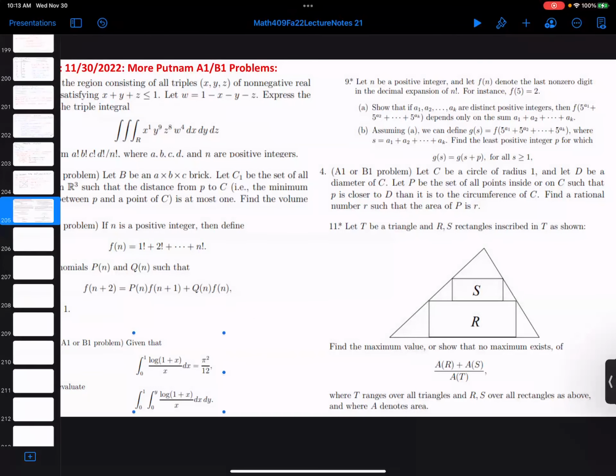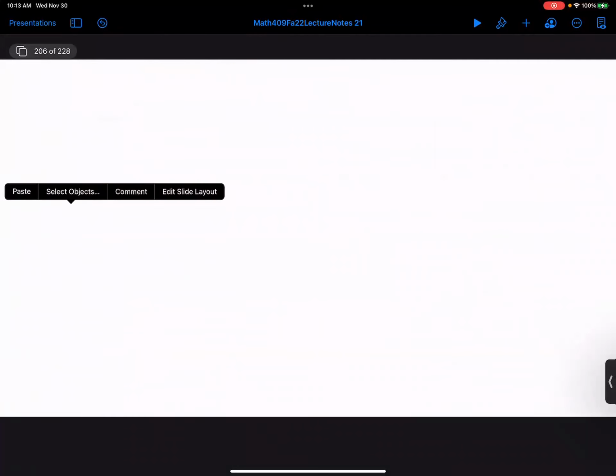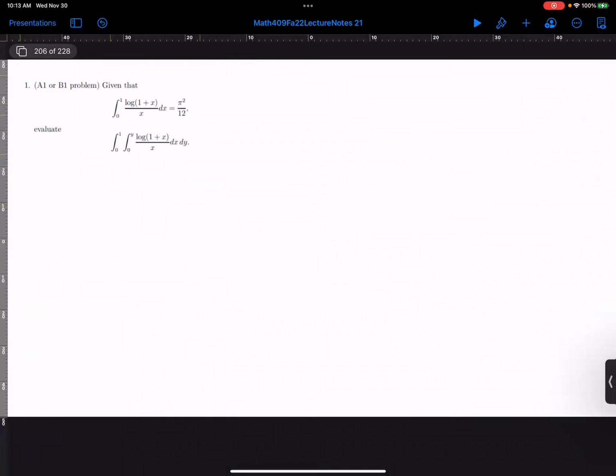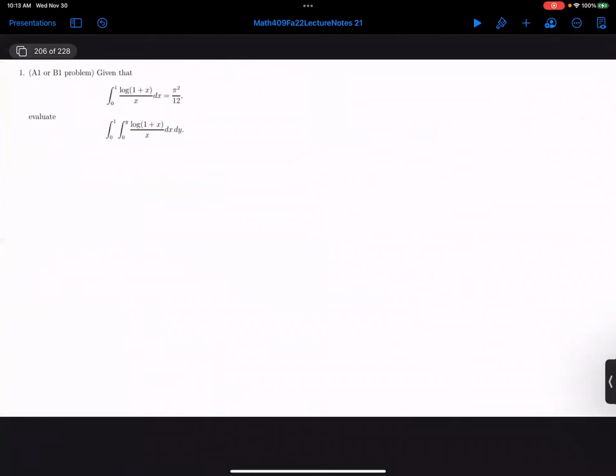And so we just saw a proof that the integral of log of 1 plus x over x is pi squared over 12, if we know the sum of 1 over n squared is pi squared over 6. But we want to now use that information to evaluate the second part. So what's the first thing you should do when you have a double integral like this?